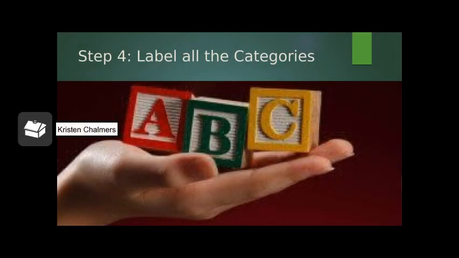And step 4 is to label the categories. So after step 3, when we have clustered everything, we can actually start to label all the categories that we've come up with during the clustering process. This also must be done organically and democratically.